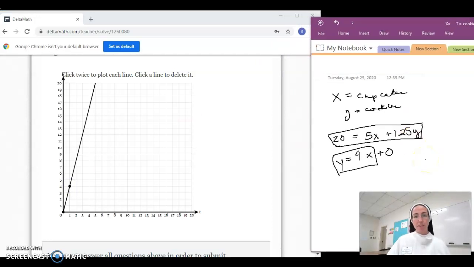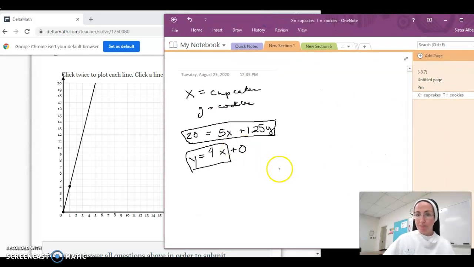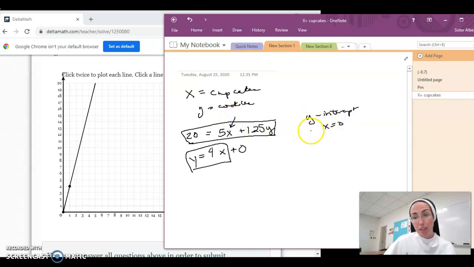The second one is not in slope-intercept form. So we can solve for y in order to graph it. One thing that we could do is, well, we could find the y-intercept. That would be really helpful. So remember when we did in class the little cheater method? The y-intercept is the same thing as saying where x equals 0. So what if we plugged in 0 for x, and then we'll get the y-intercept?